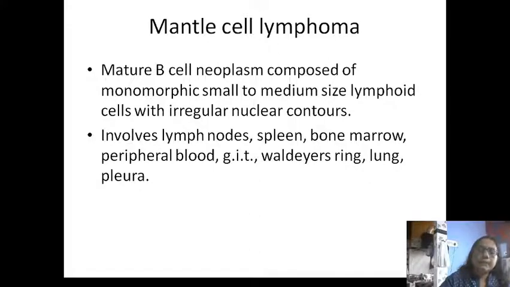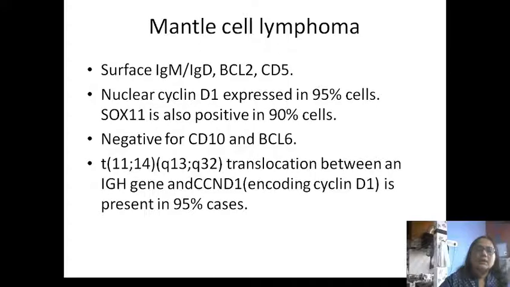It involves lymph nodes, spleen, bone marrow, peripheral blood, gastrointestinal tract, Waldeyer's ring, lung and pleura. Again, there are some phenotypic markers like surface IgM, IgD, BCL2, CD5, and nuclear cyclin D1 and SOX11. These are very specific, and it is negative for CD10, BCL6 and CD23. Again, these cells carry a translocation between chromosomes 11 and 14.